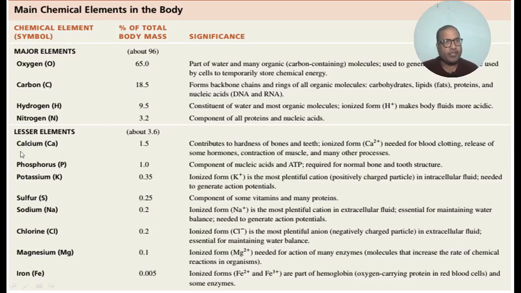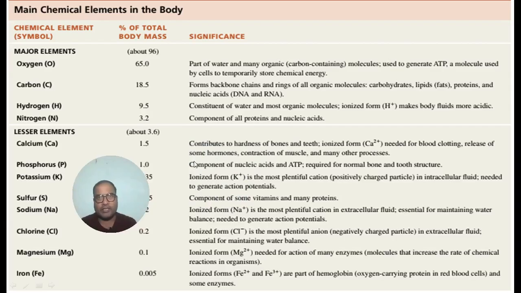And the lesser elements are calcium, phosphorus, potassium, sulfur, sodium, chlorine, magnesium, and iron. So these are the main chemical elements in the body which are present in different proportion. Like 96% is the major element, and about 3.6% is the lesser element, and remaining are the tracer element, which I'm going to discuss on the next slide.